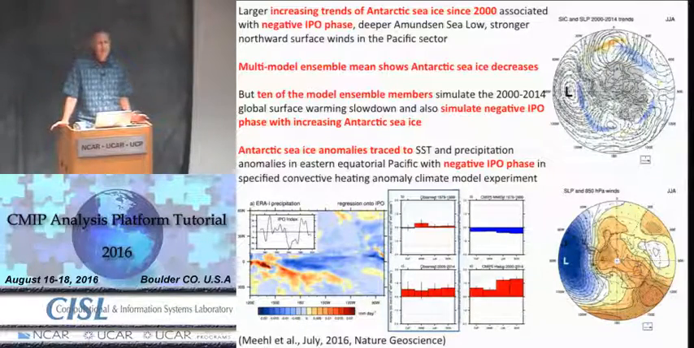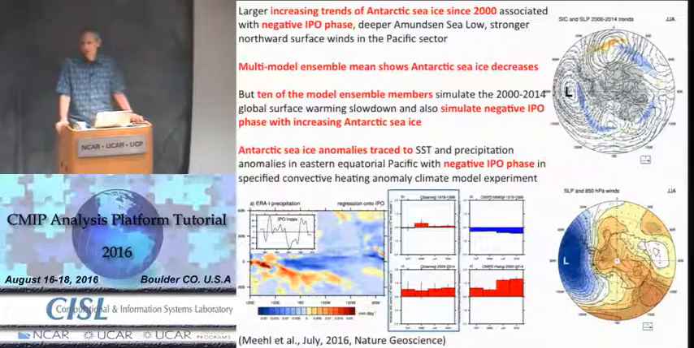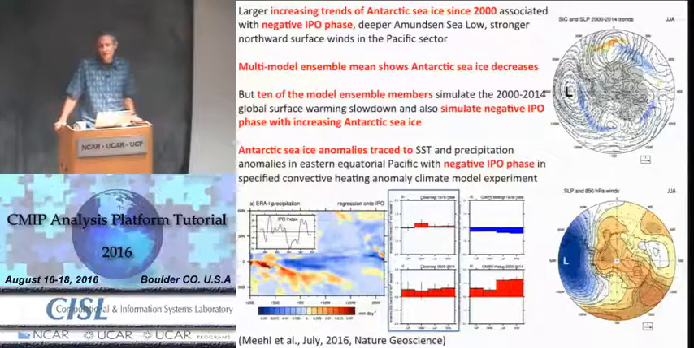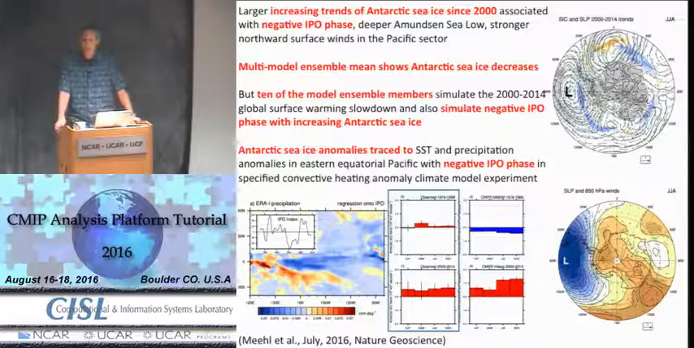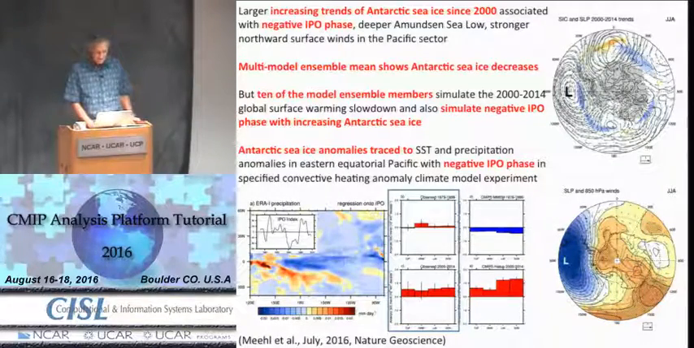This has been widely cited by the denier community as something seriously wrong with the models, because all the models show that Antarctic sea ice should be decreasing. And indeed, the multi-model ensemble average does show Antarctic sea ice should be decreasing. But let's just look at this box here that I've highlighted. This is from some observations, plotting trends in Antarctic sea ice by season. And this is for the period 1979 to 1999.